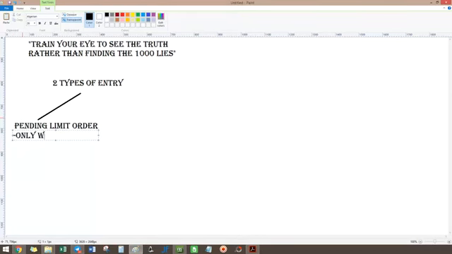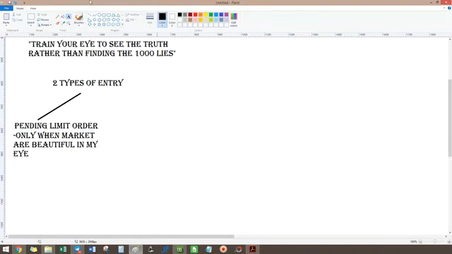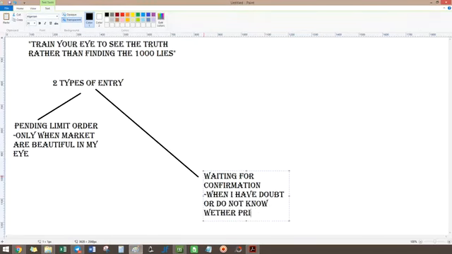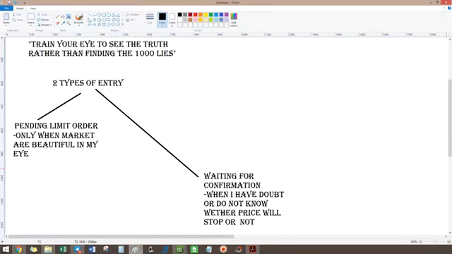Only when the market is beautiful in my eye. Waiting for confirmation. Waiting for confirmation. And I have doubts, or I do not know whether it will stop or not. So I will have two types of entry. Not great.